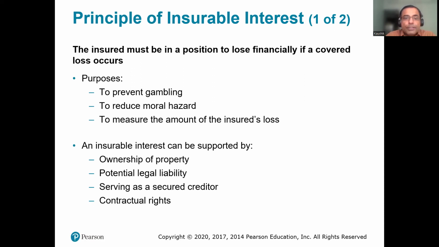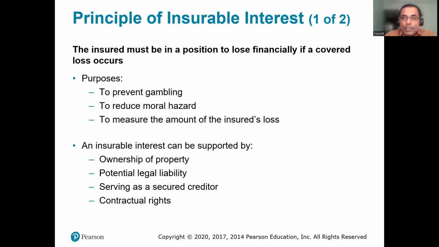Insurable interest is supported by ownership of property. The customer must own the property for which they are taking insurance. So if there is any damage, they are likely to lose financially. They are likely to have a legal liability in case of non-performance. So if there is any disruption of service, they may be held legally liable and may have to pay compensation. So in case of disruption, the insurance company will give them some compensation.